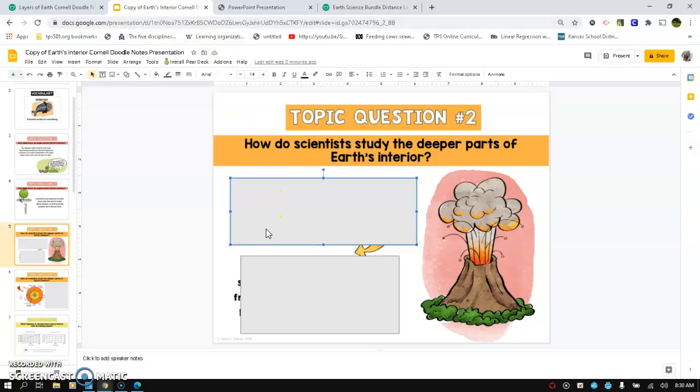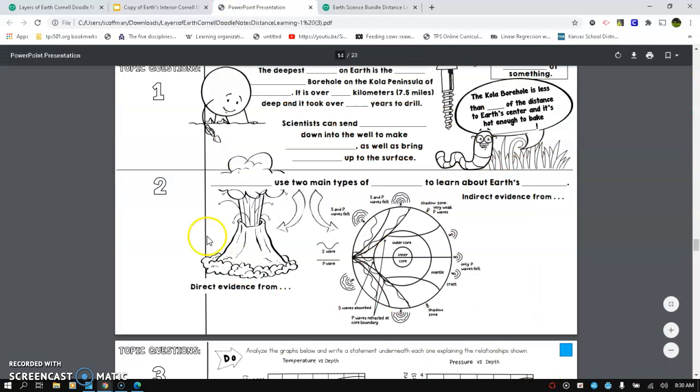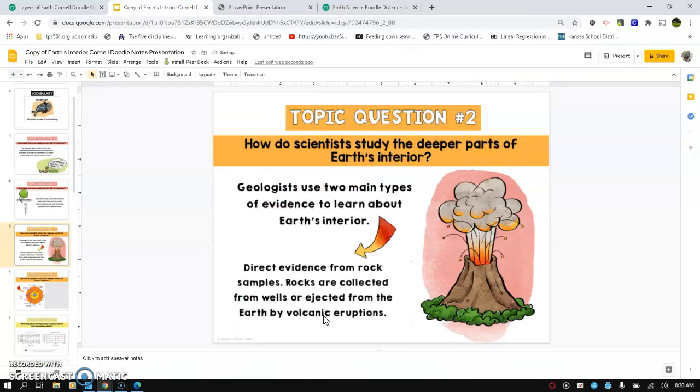All right. So geologists use 2 main ways of evidence to learn about the Earth's interior. So that will go right here. Direct evidence from rock samples. Rocks are collected from wells or ejected by the Earth's volcanic eruption. So this is directly from the center of the Earth. This is not a cause and effect. This is just direct evidence.